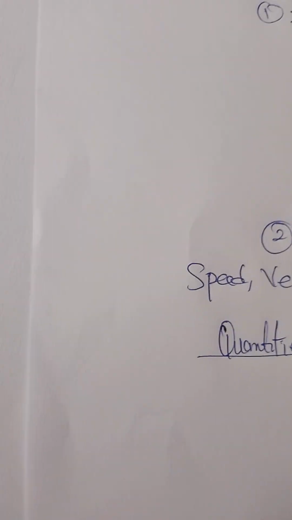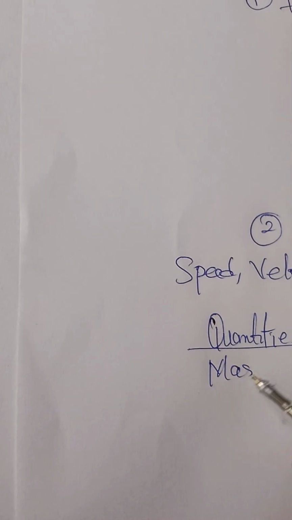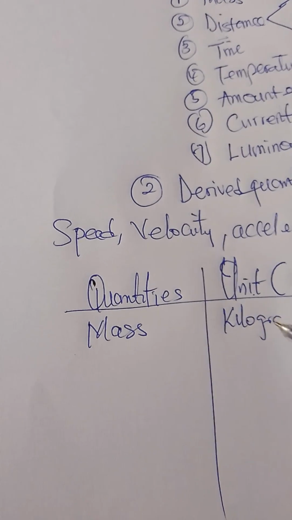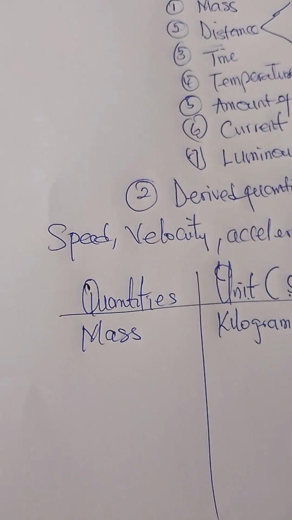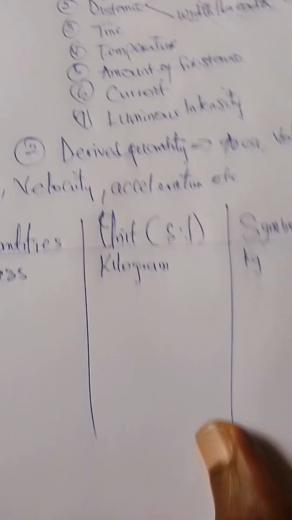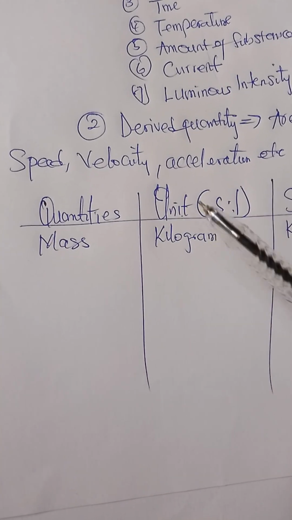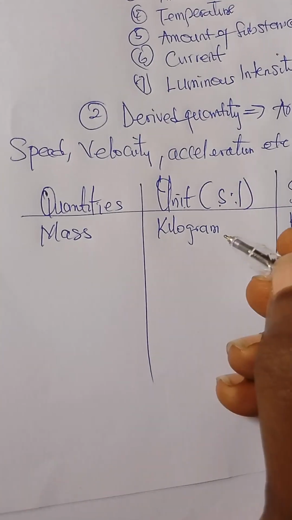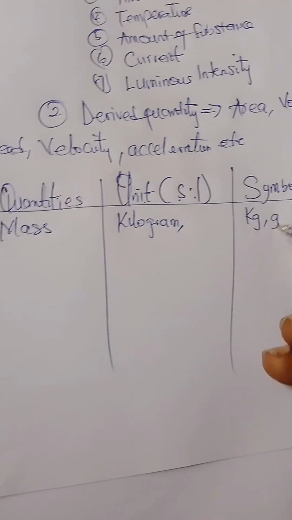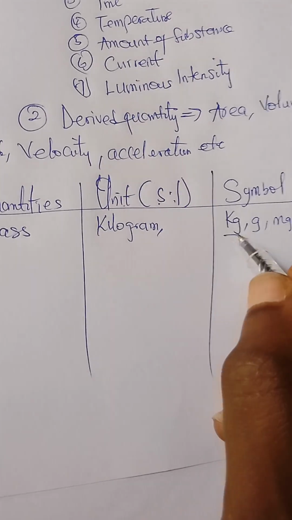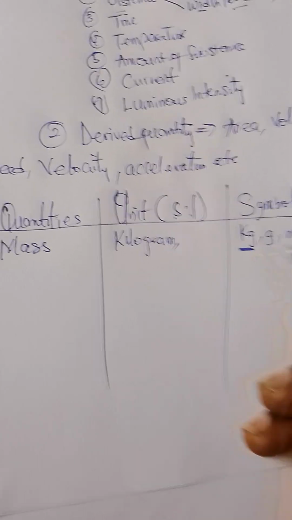The first one I have here is mass. The SI unit for mass is kilogram, which is abbreviated as kg. That is the SI unit for mass. Remember, you can measure mass in gram, you can measure mass in milligram, but the most accepted one is kilogram, which is the SI unit.